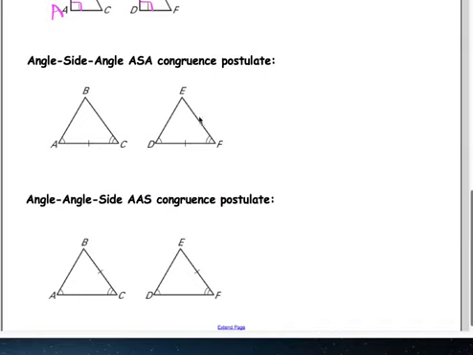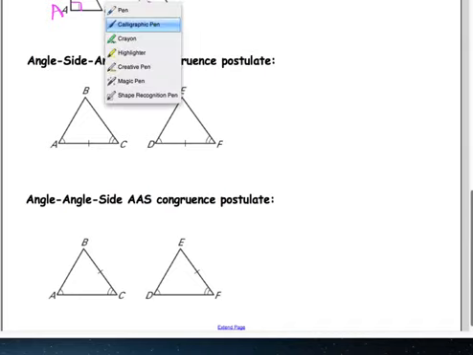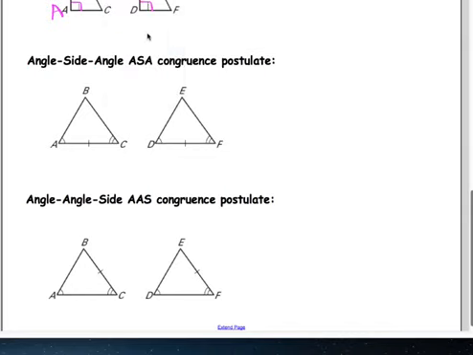Angle side angle happens when you've got two angles marked and then the side in between them. So I want to help you identify how this is working out. This angle has one marking, that one has one marking. C has two, angle F has two. The side between them, right there, has one marking. The side between them has one marking. See how this side is between the two angles.